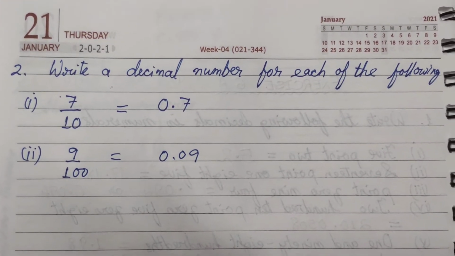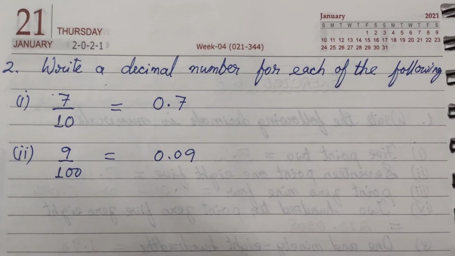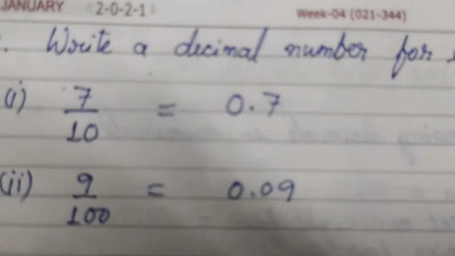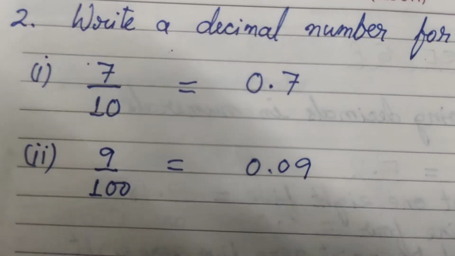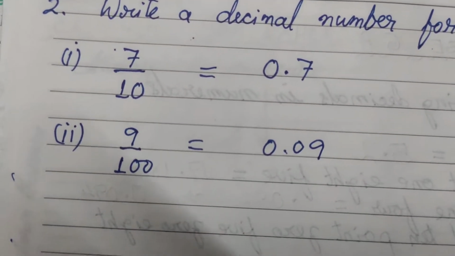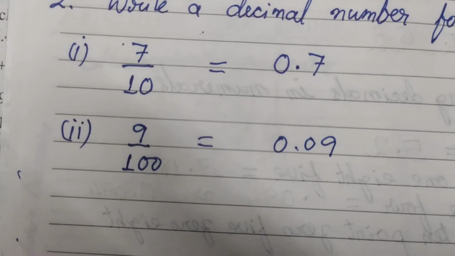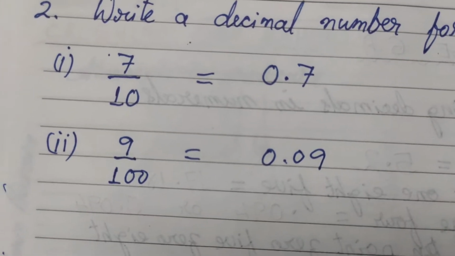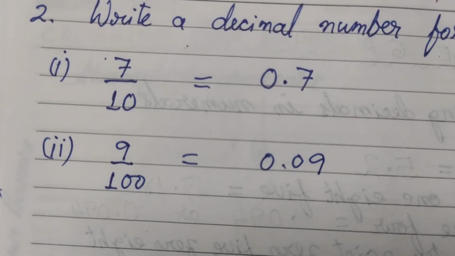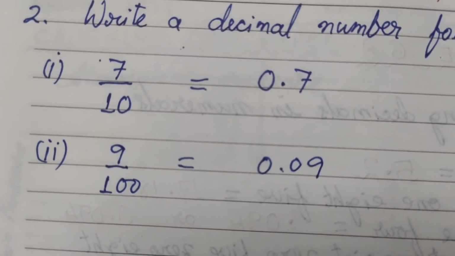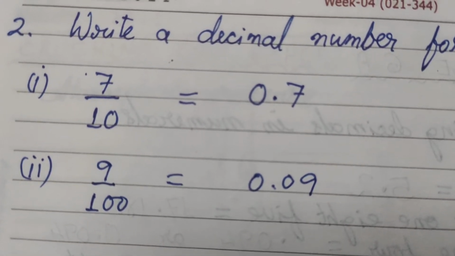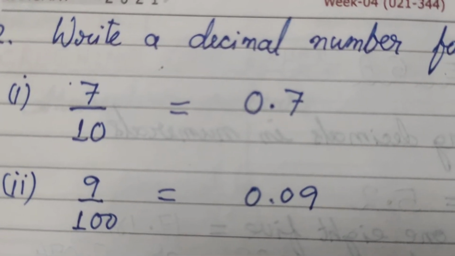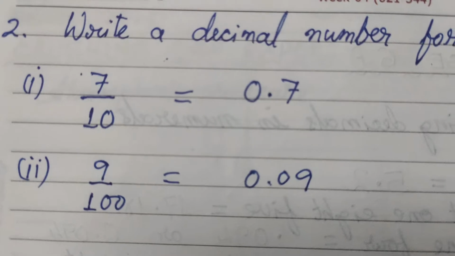The next question is, write a decimal number for each of the following. First, you have 7 by 10. For this 7 by 10, what will be the decimal? We write the numerator 7 as it is, and the denominator 10 has one 0. So from the right side we start counting towards the left side. After one number we give the point. So 0.7.